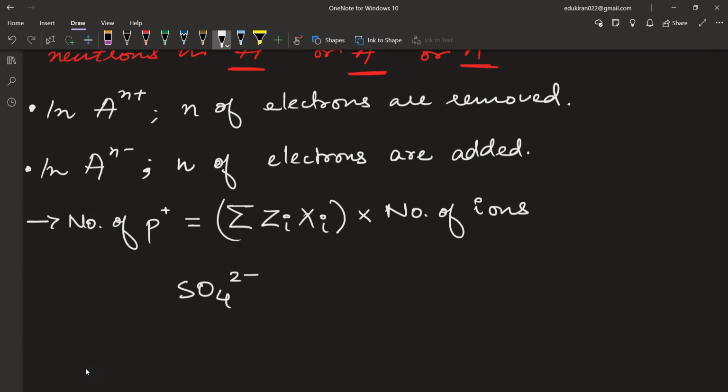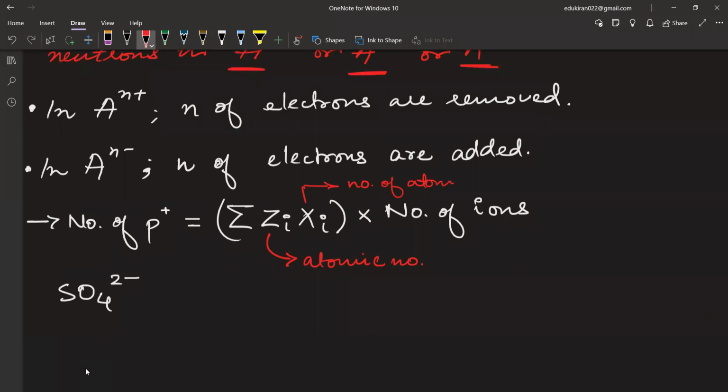Now what is Zi here? Please write, Zi means the atomic number. And what is Xi? Xi means number of atoms in ion. Number of atoms in ion.